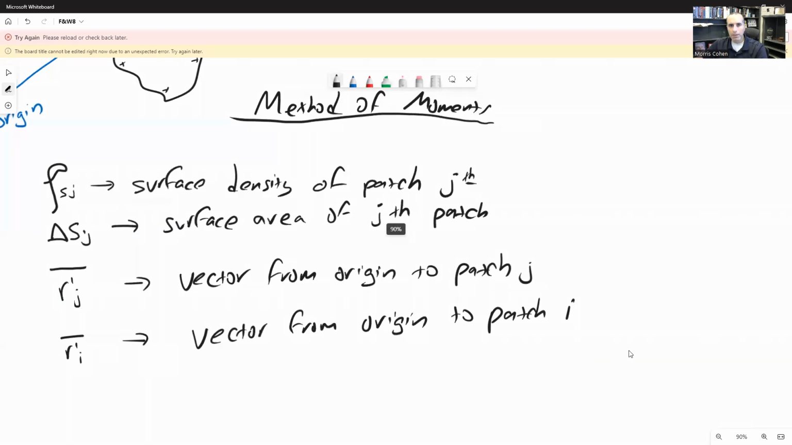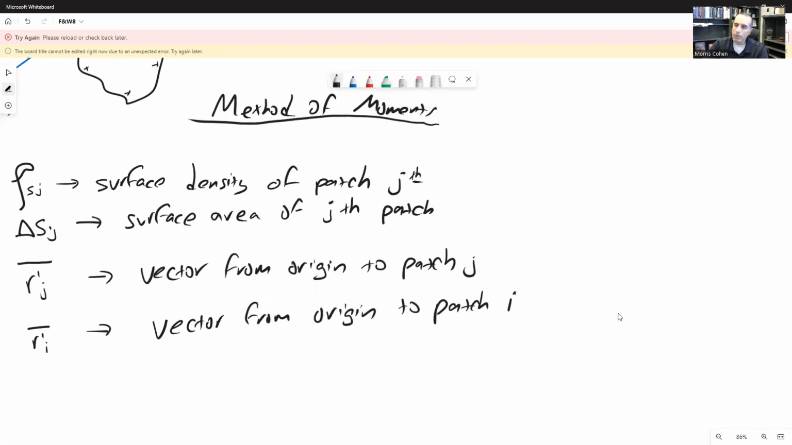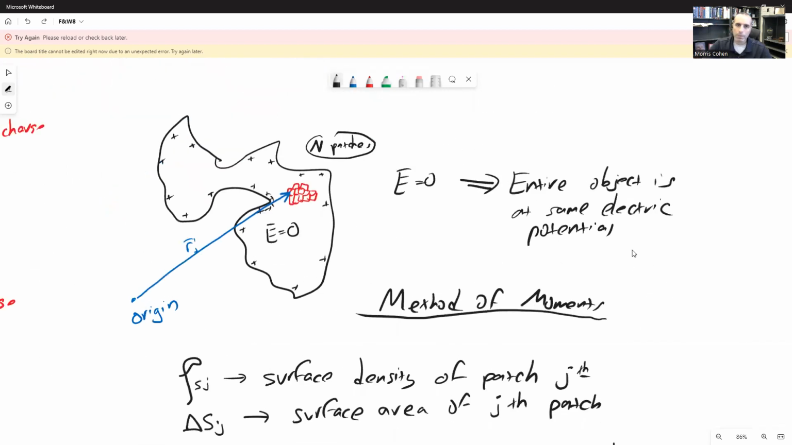So with this in mind, let's try to sum up the contributions of all of these charges together. For that, let's take a look at this diagram right here. Let's say this patch right here, the one that I'm now coloring in green, we're going to call the ith patch.